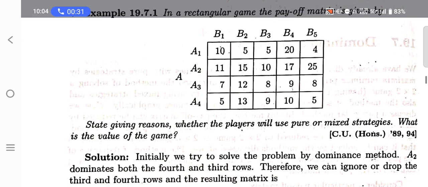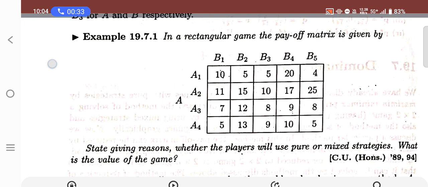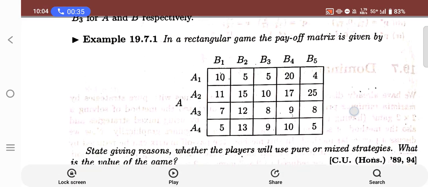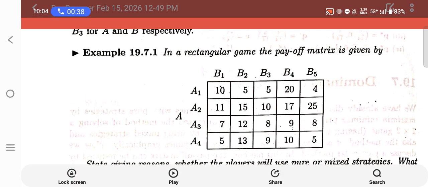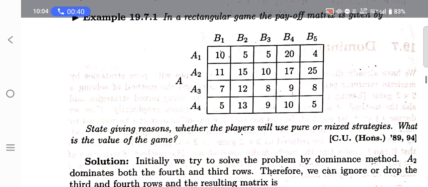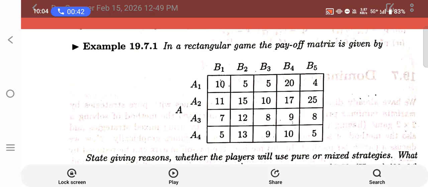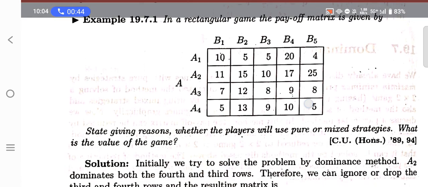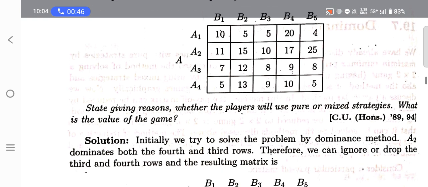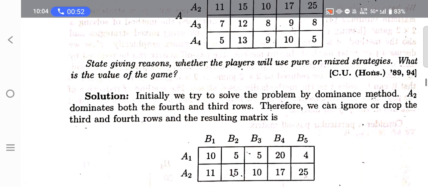Okay, we have another example. Our question is, in a rectangular game, the payoff matrix is given by. So here we have the given payoff matrix for the player A and the player B. State giving the reason whether the players will use the pure or the mixed strategies. What is the value of the game?